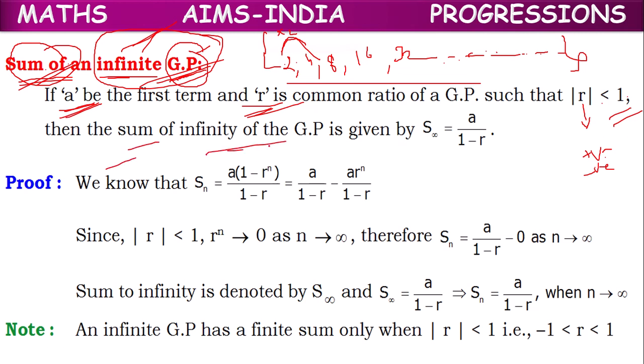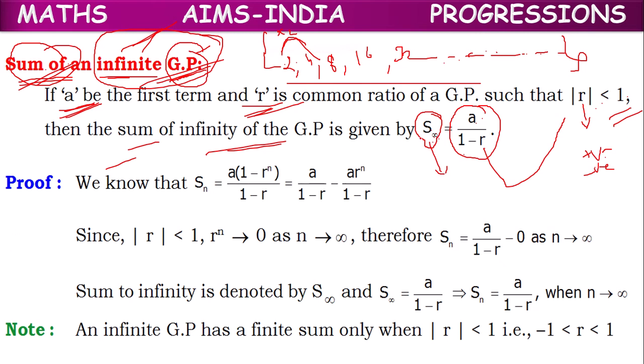If the sequence follows these conditions, then the sum of an infinite GP is given by the formula S infinity equal to a by 1 minus r, where S infinity stands for the sum of infinite terms, a is the first term, r is the common ratio. But here the condition is modulus of r should always be less than 1. Then only this formula is applicable.